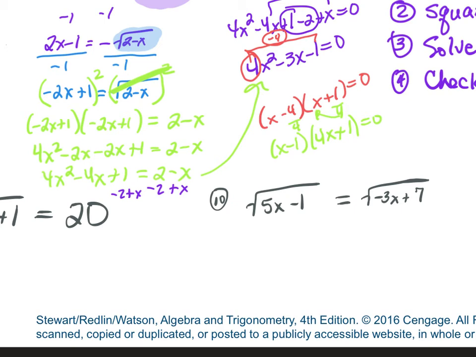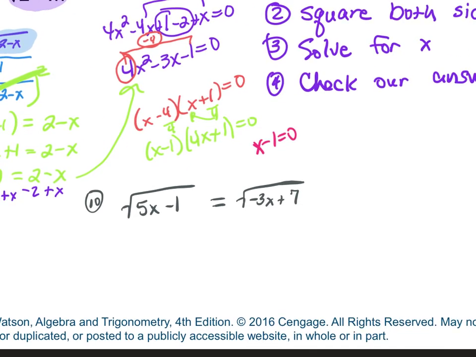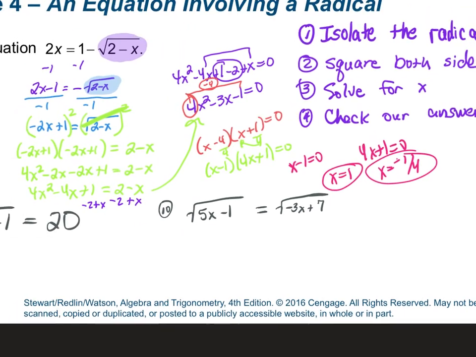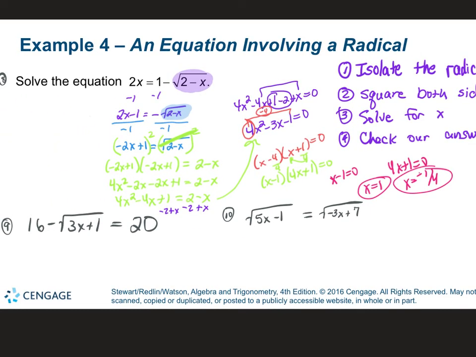So now we're going to solve. I have x minus 1 equals 0, and I have 4x plus 1 equals 0. So I get x equals 1, and I get x equals negative 1/4. Before I can move on to the next problem, I have to check. What kind of number cannot be under the square root in order to get a real answer?